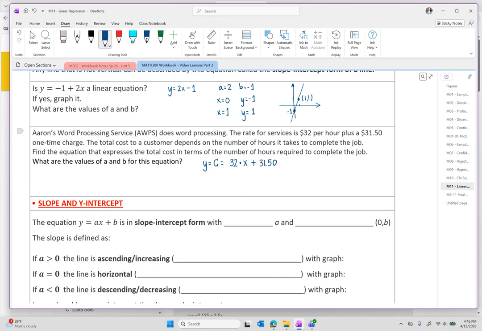What are the values of a and b for this equation? a is the coefficient of x, which is equal to 32, and b is the constant, which is $31.50. They also have units when we are talking about an application in context. So a has units dollars per hour, so it is $32 per hour, and b also has units, and the units for b are dollars.